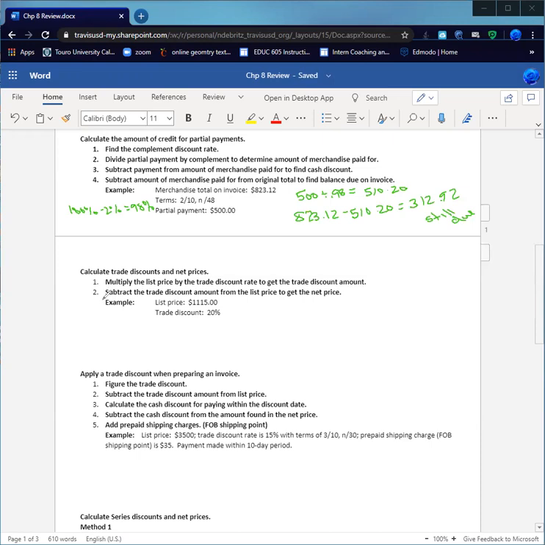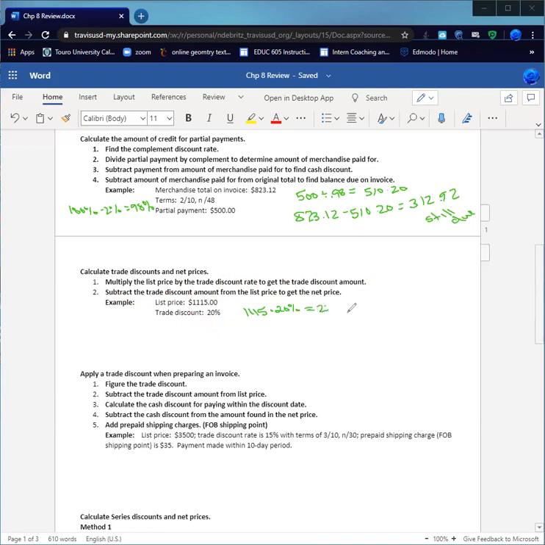Okay. The next thing we're going to do is calculate a trade discount and net prices. So we multiply the list price by the trade discount rate to get the trade discount. The trade discount rate is 20%. And then you're going to subtract the trade discount amount from the list price. So it's the same as the process of finding a cash discount. So take your list price, multiply it by 20%. That's going to give you $223.